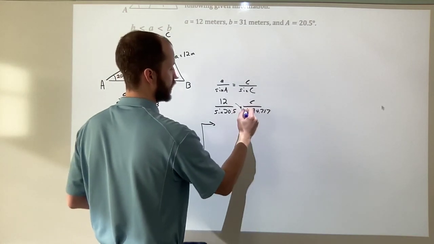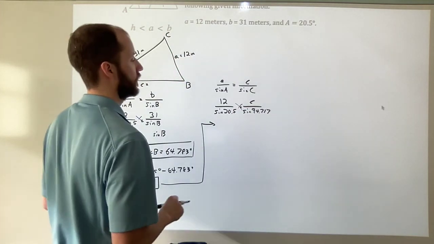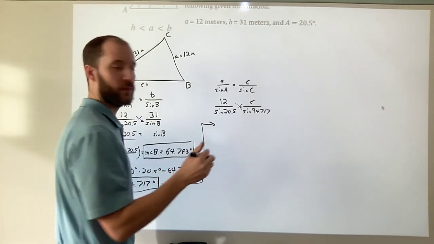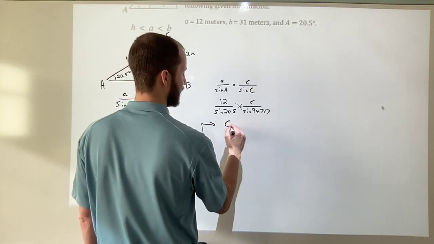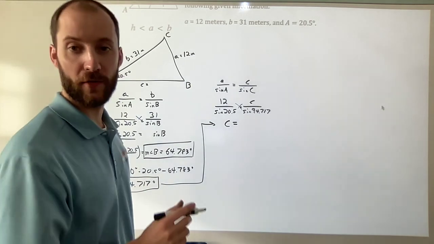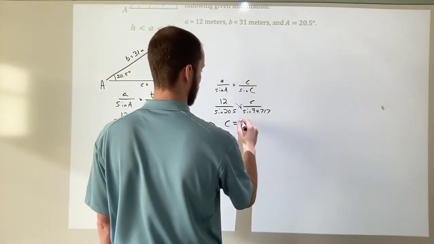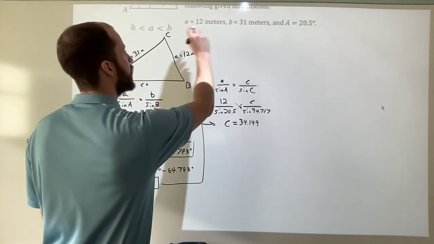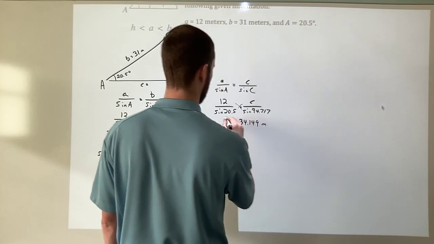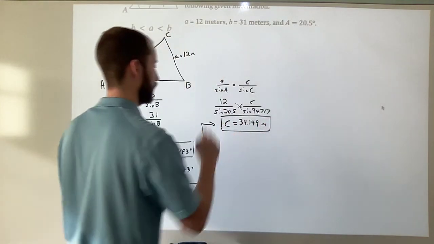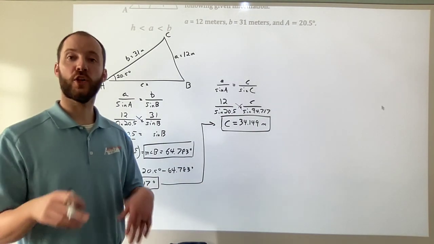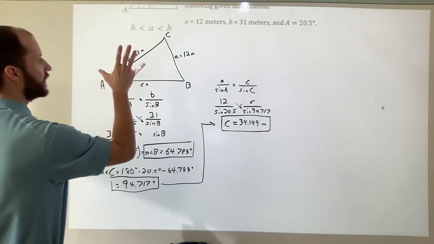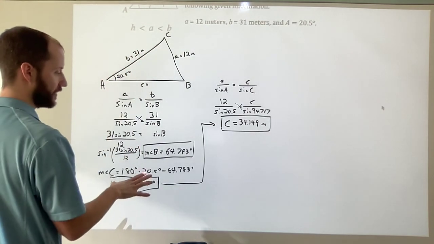So go ahead, cross multiply, and then divide by the sine of 20.5. When you do that math, C ends up being about 34.149. And we are given meters, so let's put that unit in there. So finding everything that's unknown based upon what we were given and the law of sines.